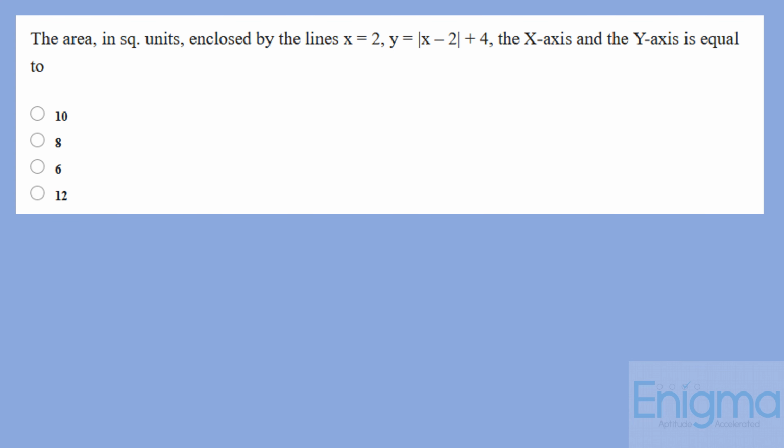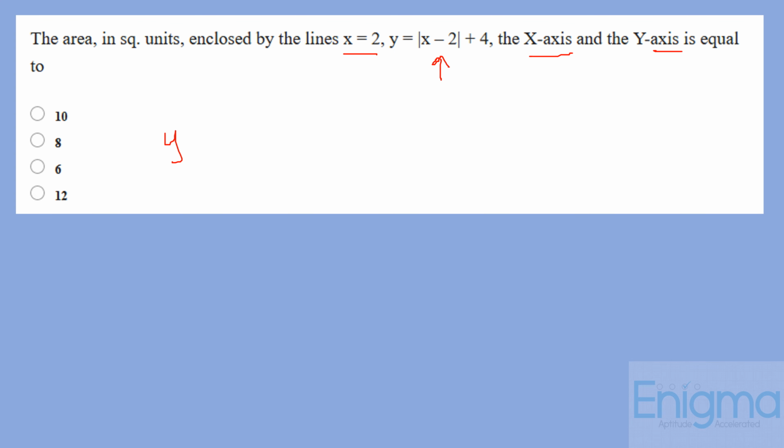The area in square units enclosed by the lines x equal to 2, y is equal to mod of x minus 2 plus 4, the x-axis and the y-axis is equal to. The other lines, x equal to 2, x-axis and y-axis, are very simple. So we will first focus on this thing.